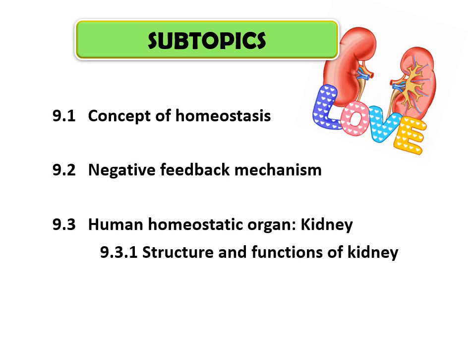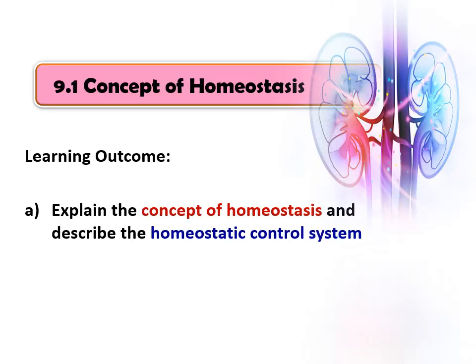Here are three subtopics in homeostasis. The first one, concept of homeostasis. Second, negative feedback mechanism. And the last one, human homeostatic organ, that is kidney. So we look for the structure and functions of kidney. For learning outcome, explain the concept of homeostasis and describe the homeostatic control system.